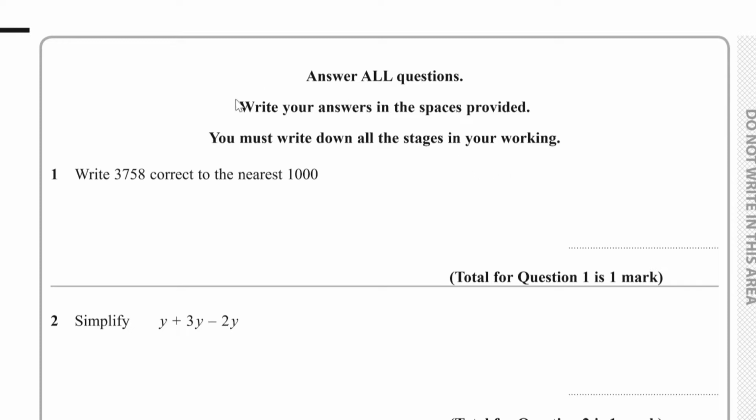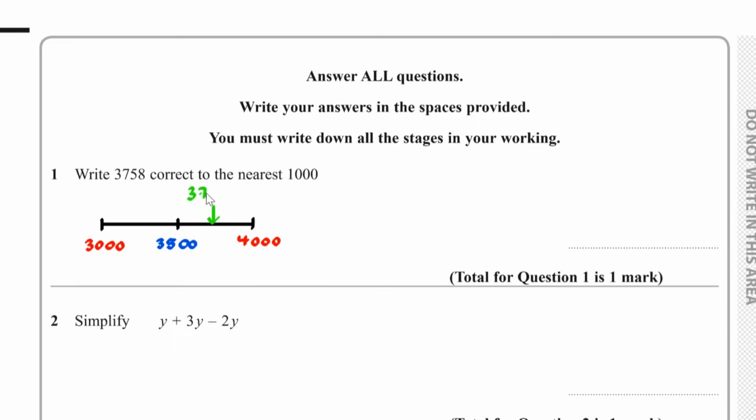Question number 1. We have to write 3,758 correct to the nearest 1,000. Well, here we've got a number line. If we were to write this number correct to the nearest 1,000, then our lower limit will be 3,000 and our upper limit will be 4,000. The halfway point is 3,500, and if we show our number on a number line, it's around here.